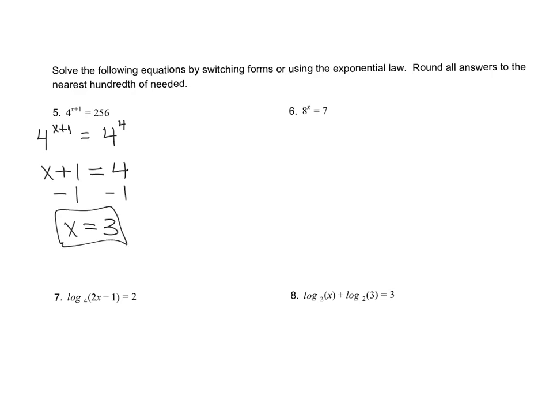On number 6, we want to solve 8 to the x equals 7. And we can't actually rewrite 7 as 8 raised to a power, which means we're going to have to convert our exponential equation to logarithmic form and solve from there. So remember, exponential form is b to the x equals a, and logarithmic form is log base b of a equals x. So we can use these generalized forms to help us convert an exponential equation to logarithmic form.